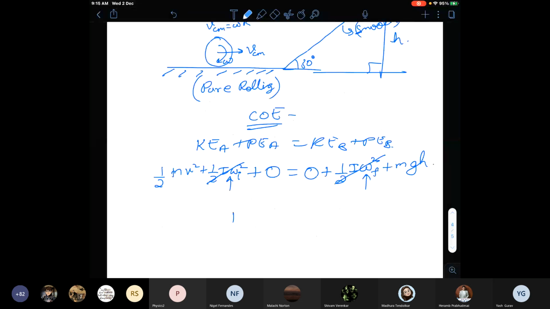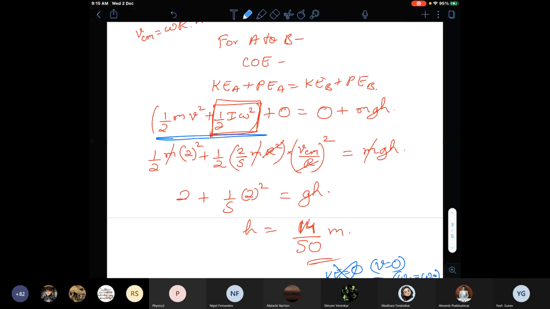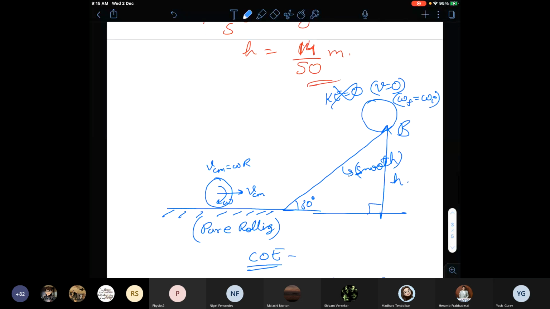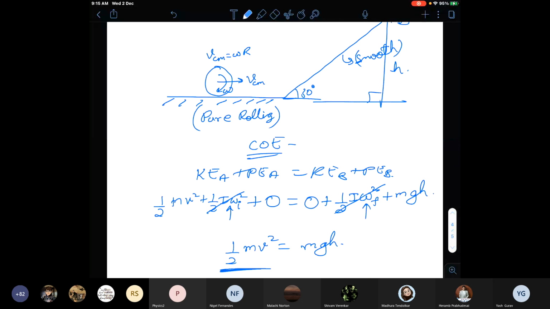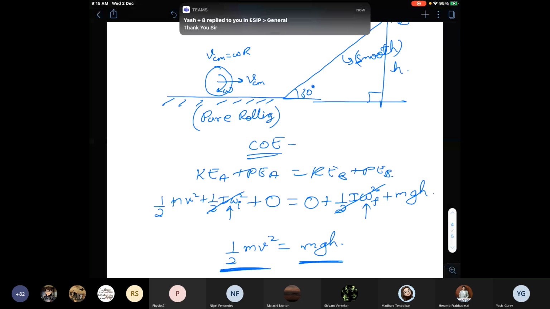So simply what you will be left with is half mv square equals mgh. You can say that whatever is the translatory kinetic energy will be converted into gravitational potential energy, when friction is not there. In the previous question, what was happening? Your translatory plus rotational kinetic energy was getting converted into gravitational potential energy. But here, when it becomes smooth, only the translatory kinetic energy will get converted into gravitational potential energy. So this is a variation if friction is not there. Keep this in mind.